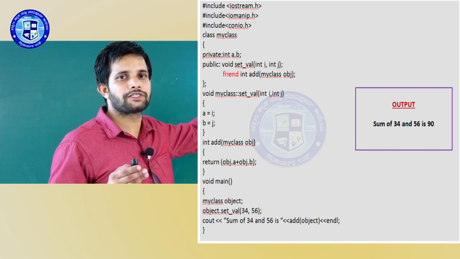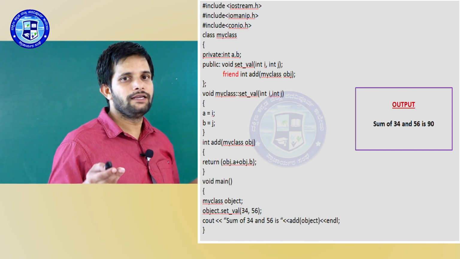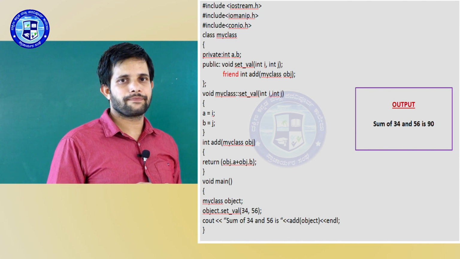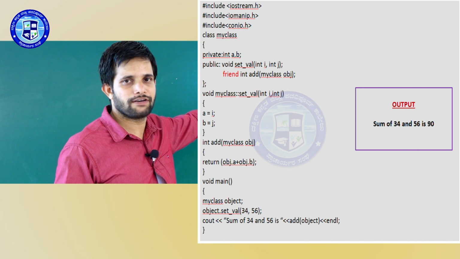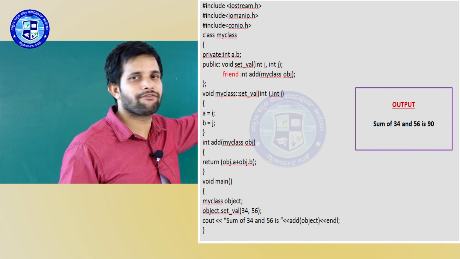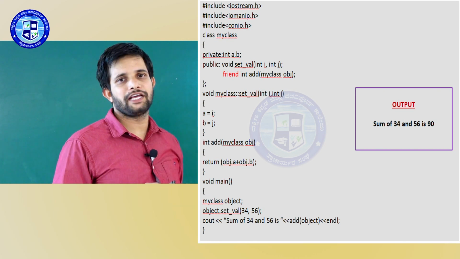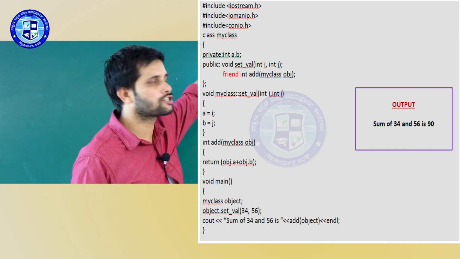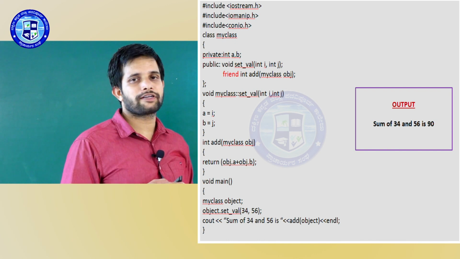In case A value is 50 and the B value is 50, 50 plus 50 is 100, and that value will be returned to the calling function. So this is how we define the friend function. It is defined like an ordinary function and it will be called like an ordinary function. But this function has access rights to private and protected members.